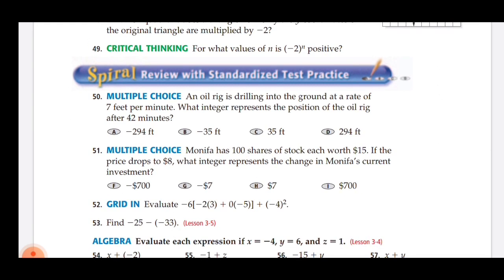50. Multiple choice. An oil rig is drilling into the ground at a rate of 7 feet per minute. What integer represents the position of the oil rig after 42 minutes? A. Minus 294 feet. B. Minus 35 feet. C. 55 feet. D. 294 feet.